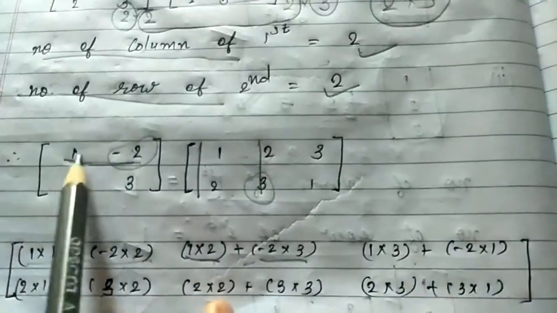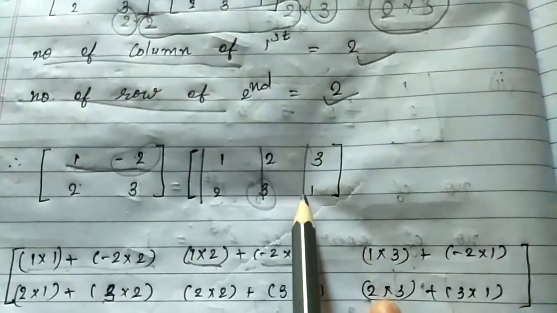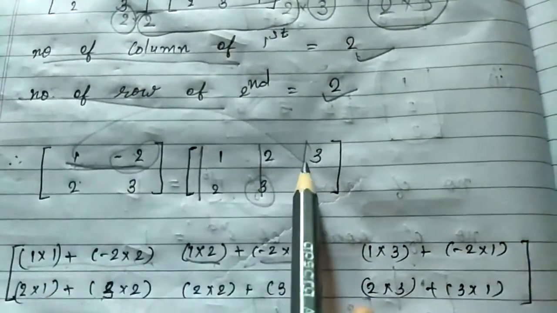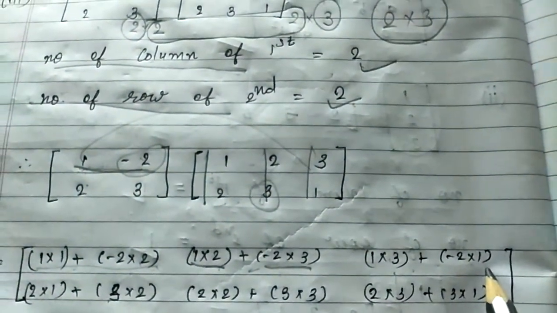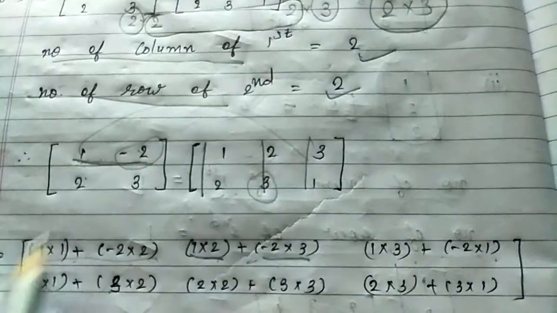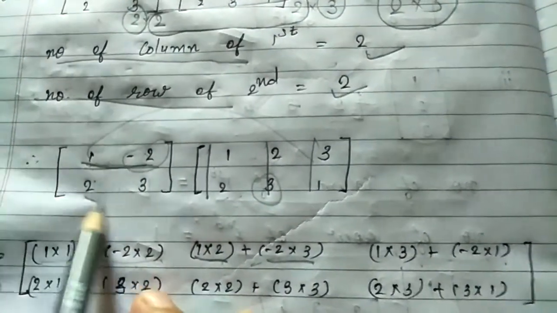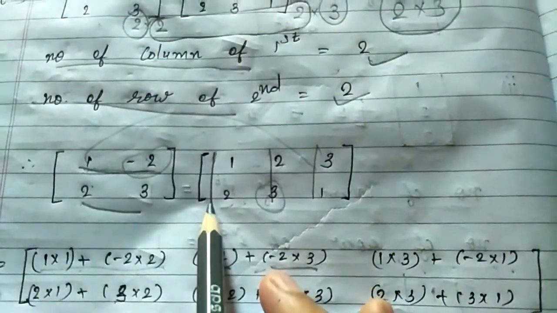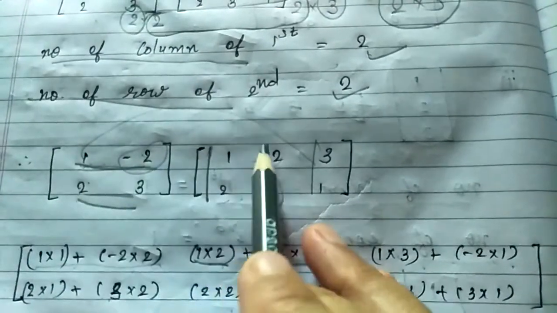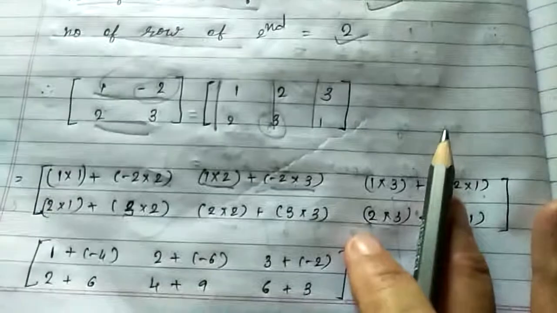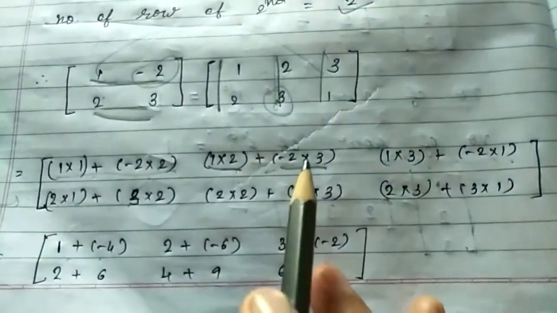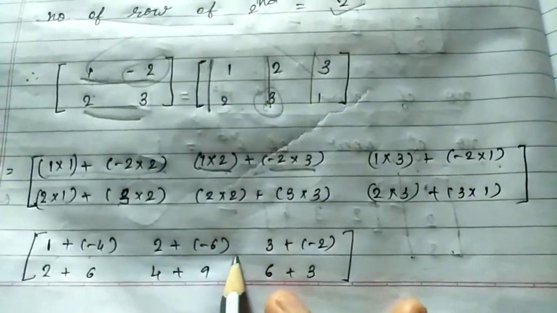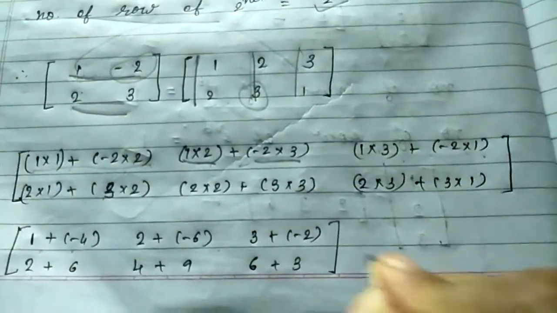For the third element, first row and the third column. So you're going to multiply 1 into 3 plus minus 2 into 1. Understood student? Similarly for the second row, you should multiply second row and the first column. For second row, second column, then second row and the third column. So you will get this and your answer is 1 plus minus 4, that is minus 3. 2 plus minus 6, that is minus 4.